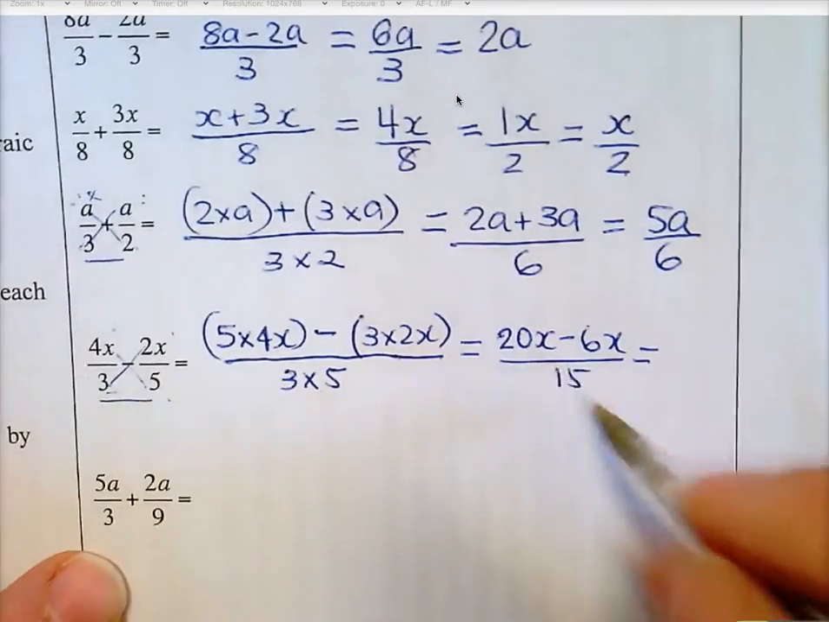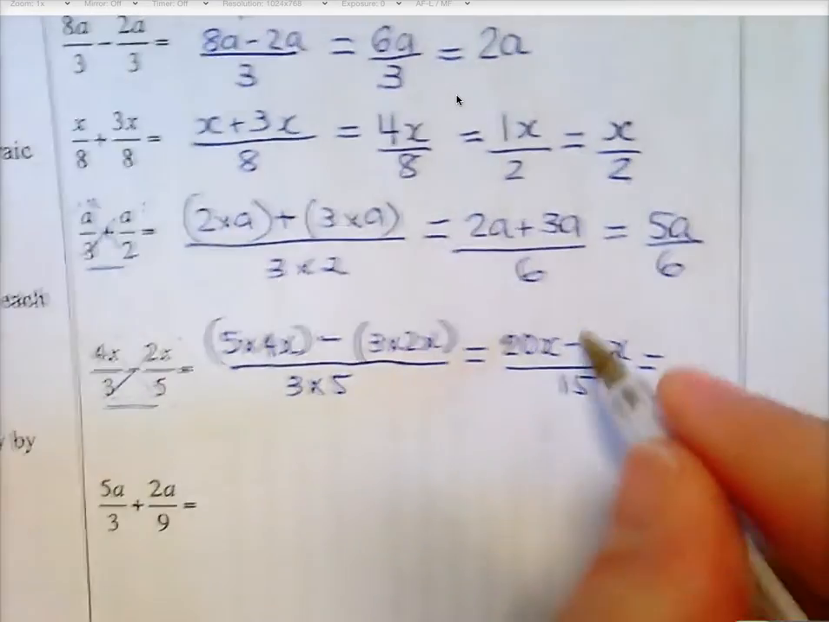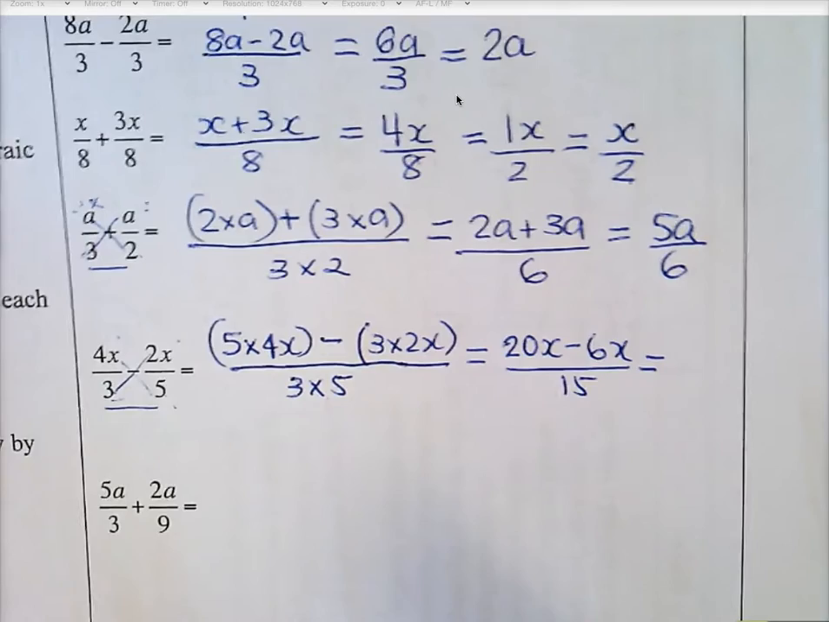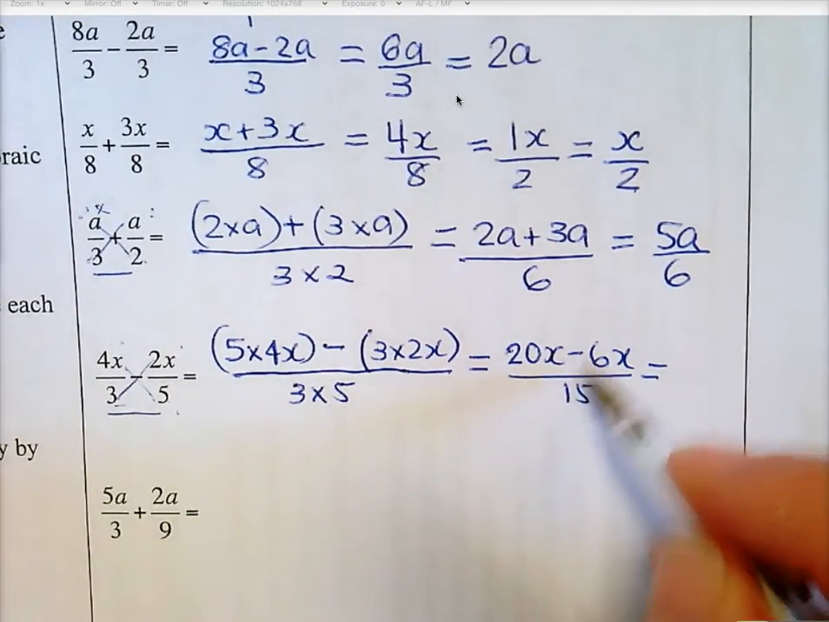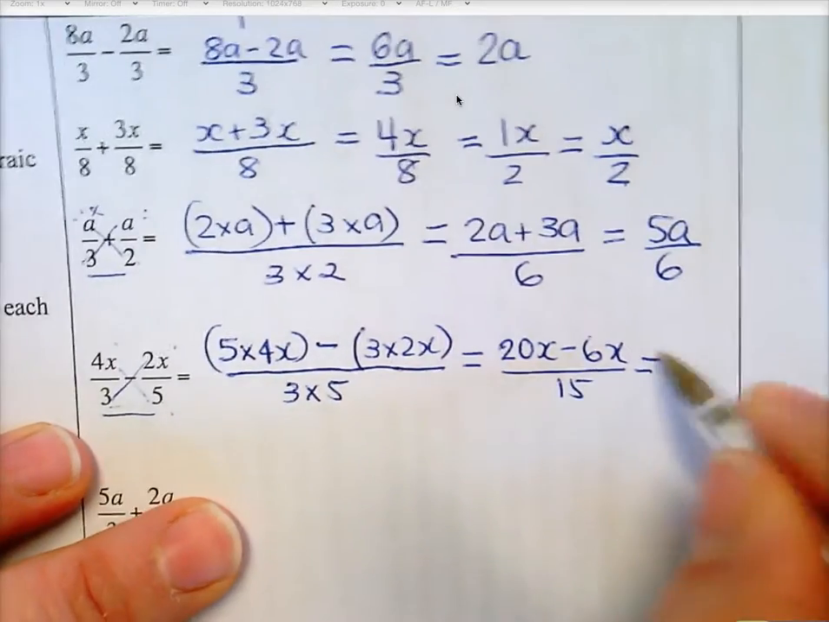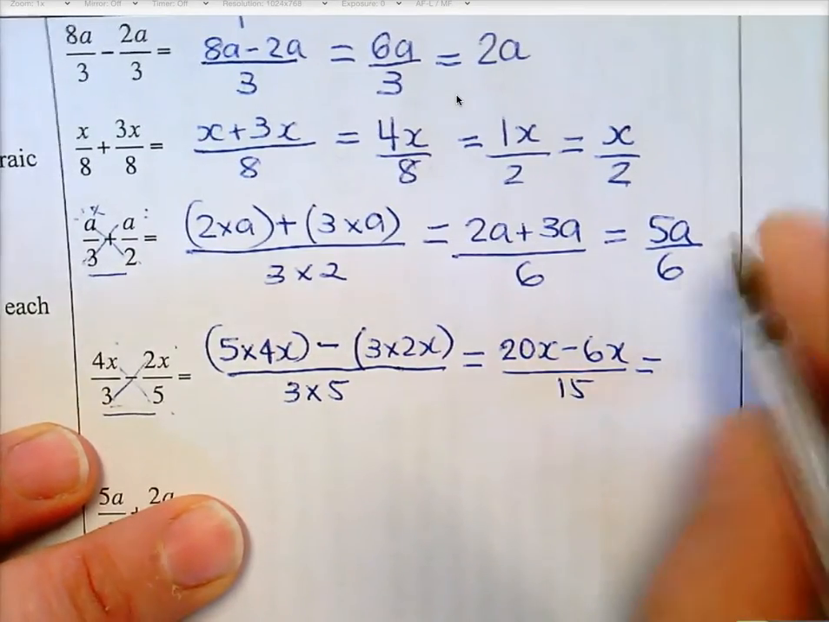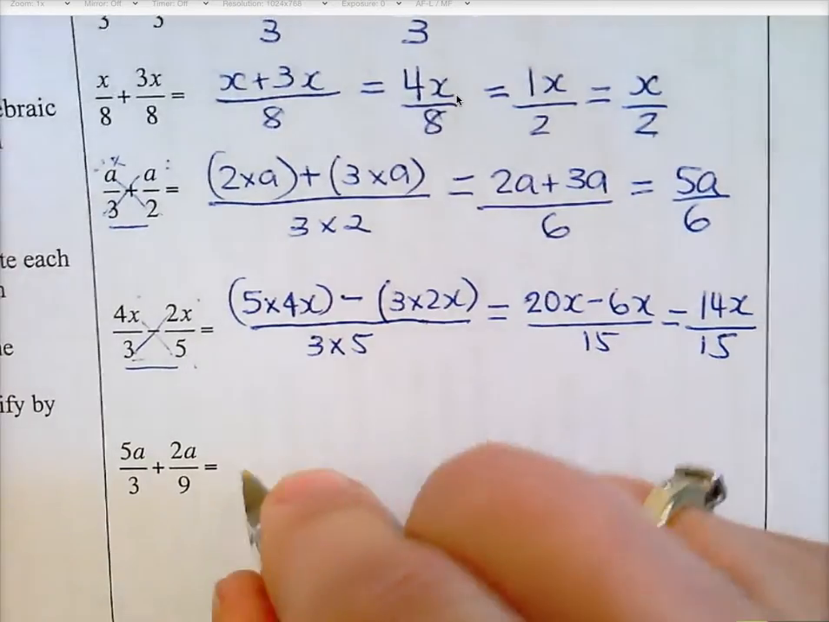Please do not do cancelling here with the 15 and the 20. Why? Because of that minus sign. If you go back and look at everything else we've done in the last 2 lessons, the only time you cancel is if there was a multiplication symbol there, not with pluses and minuses. And we did have pluses and minuses before, but they were in brackets, like x plus 4 in a whole bracket with another x plus 4, which may have cancelled. This is different. Do not cancel. What's 20x minus 14x? So, minus 6x? 14x over 15.